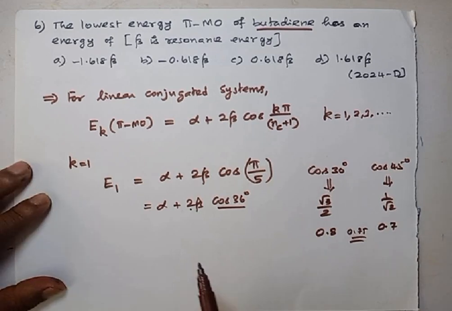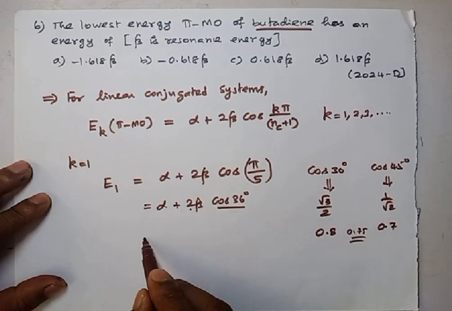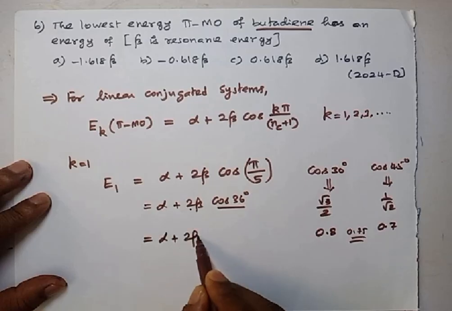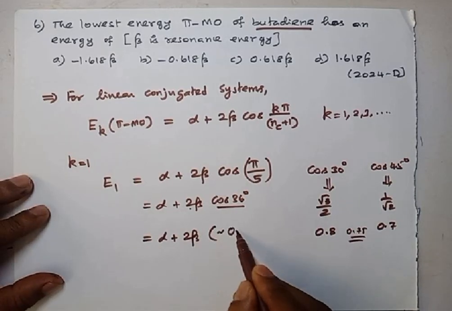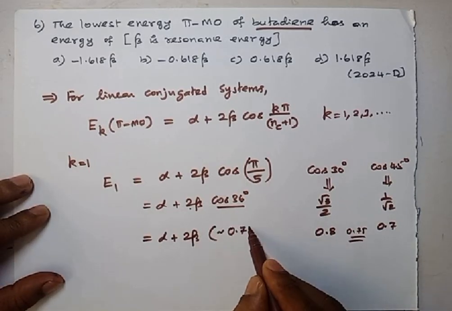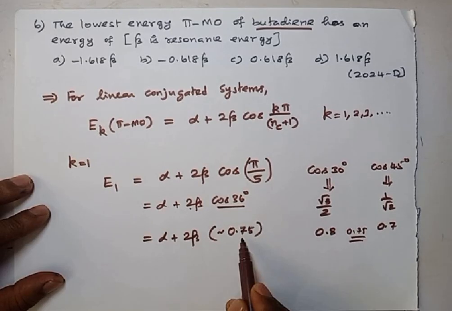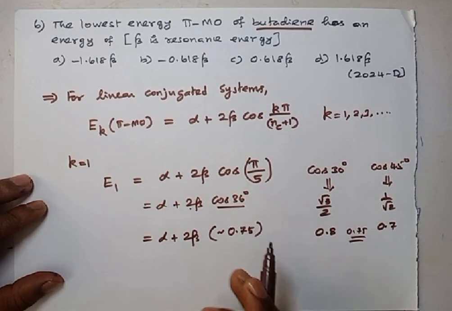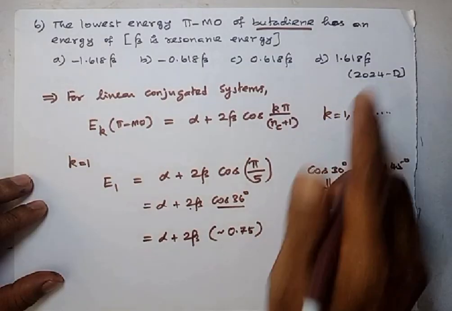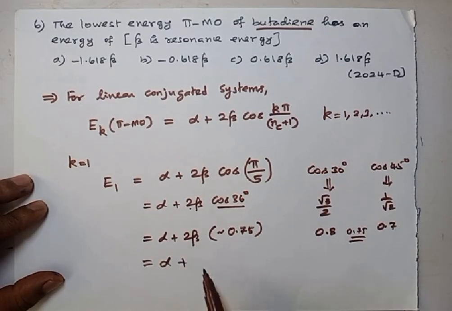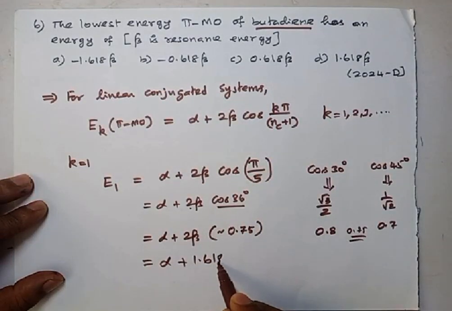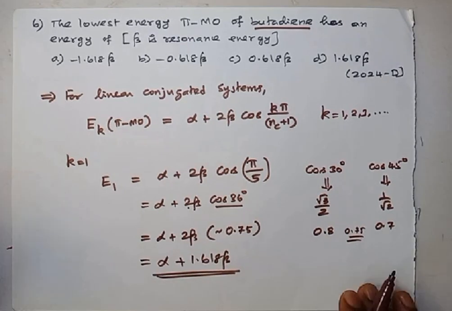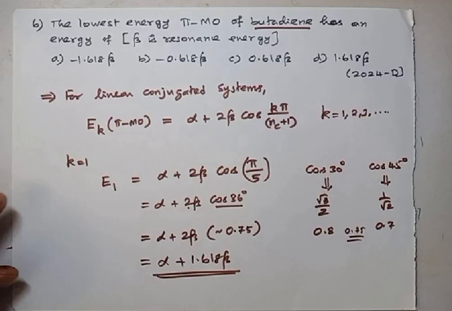So for cos 36 degree in alpha plus 2 beta cos 36, I don't know the exact value, I'll just use a rough value. It is roughly 0.75. If you multiply this by 2, I'll get 1.5 or close to 1.6, right? So the energy of this orbital is alpha plus 1.618 beta. This is the energy of the lowest pi molecular orbital of butadiene.